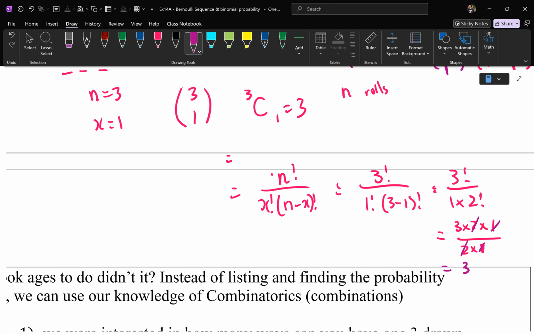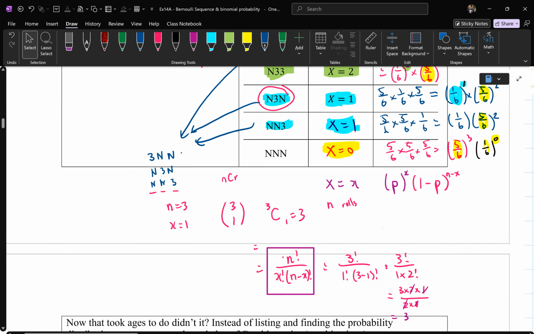So if you like, you can copy that formula down. I thought I would have put it in my notes, actually. I'll make sure to update the notes. But that's your formula for combinations.